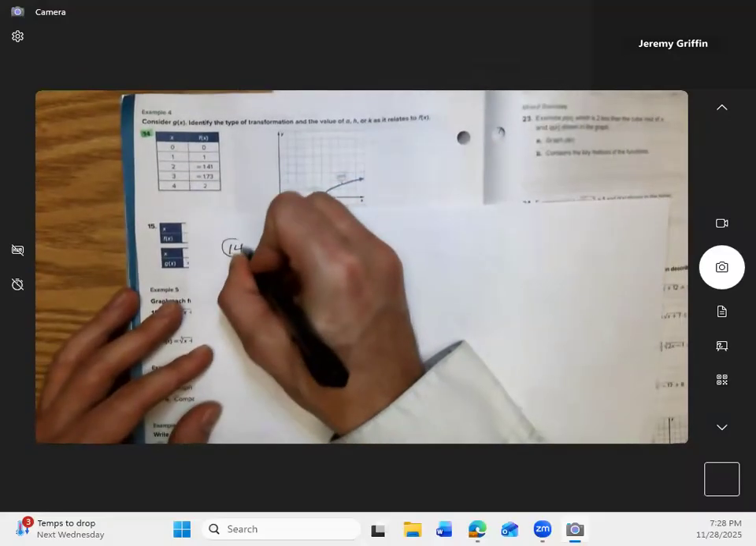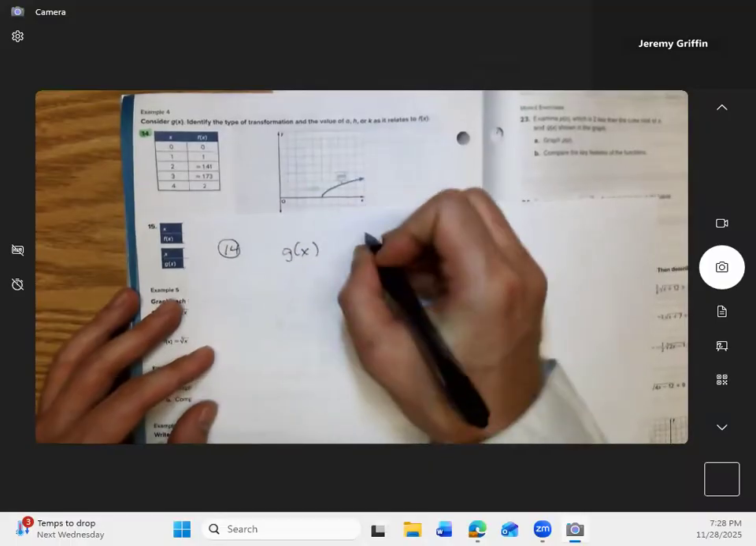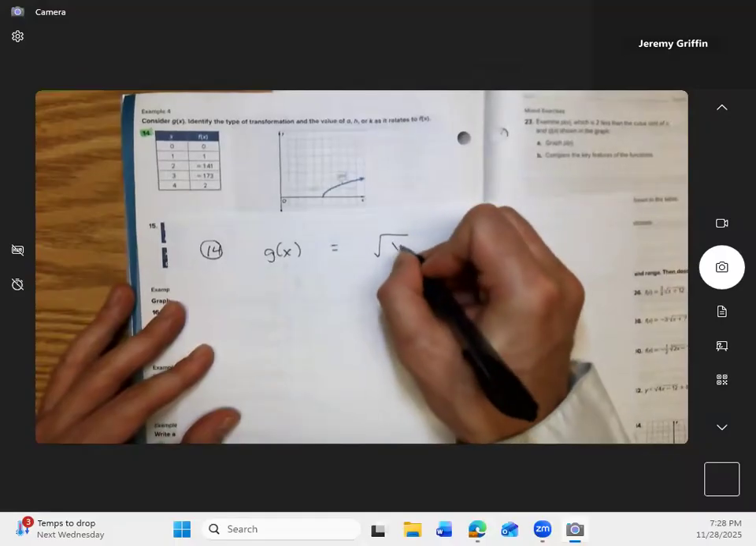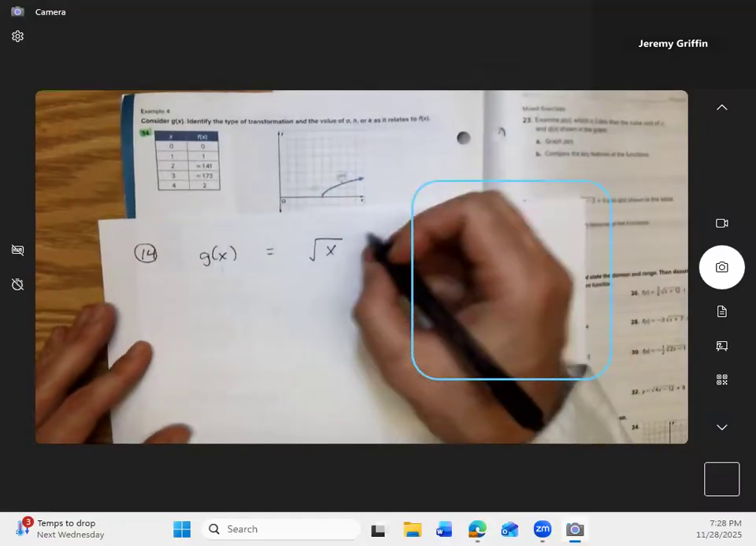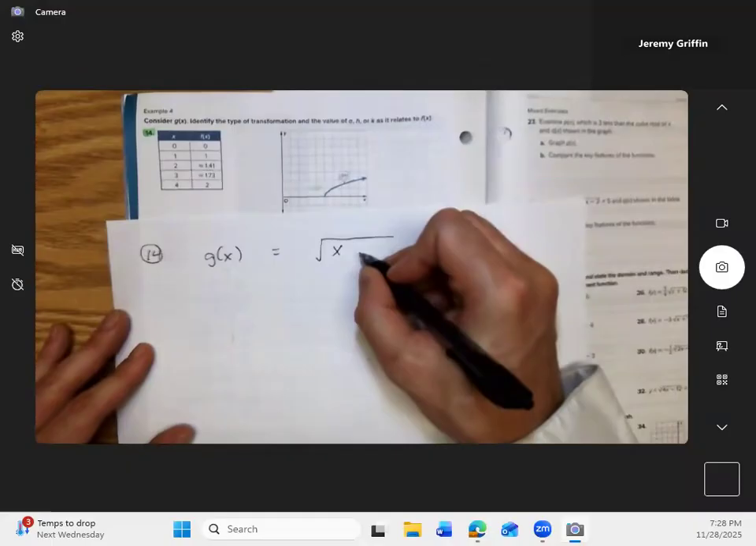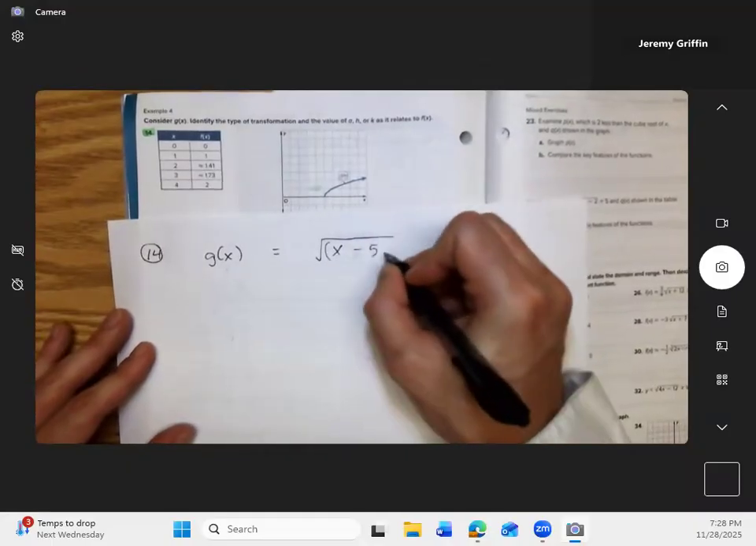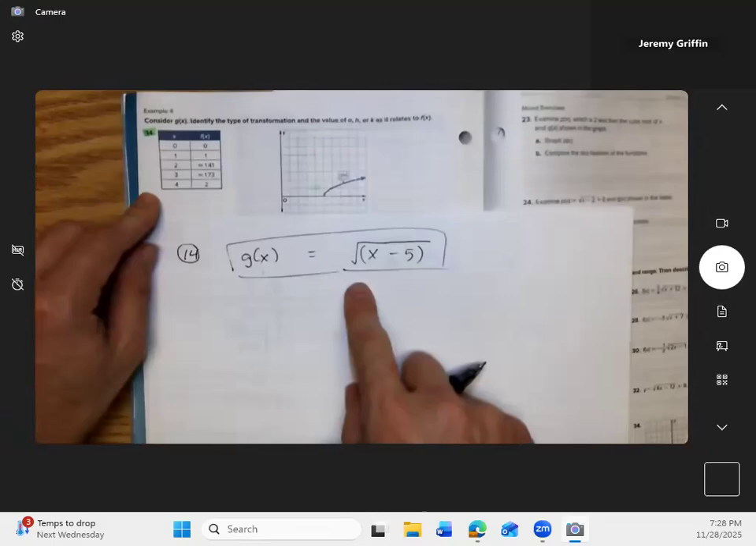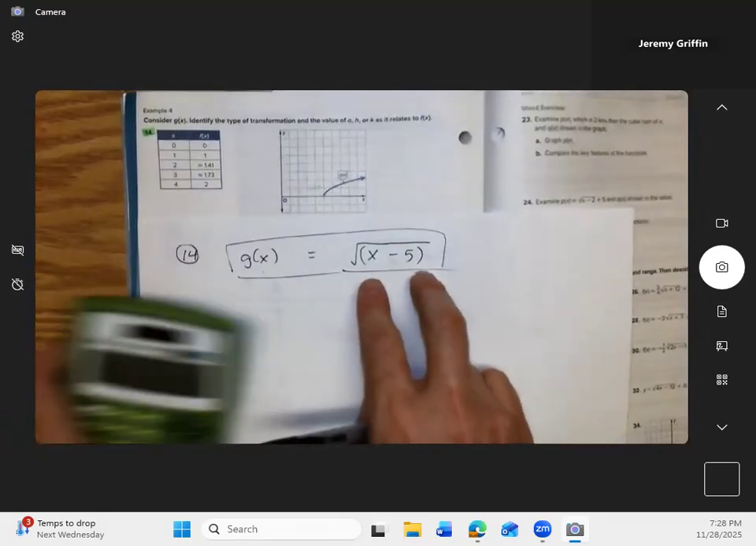Now I'm looking at it. I think g of x is just the parent function f of x, which would be the square root of x. Okay, and then shifted to the right 5. So how do you go right 5? Well, I'm going to extend the square root and just say minus 5. And I think that's it. I think that should be the entire thing. Okay? Now to super confirm that, I'll check the values against this table.